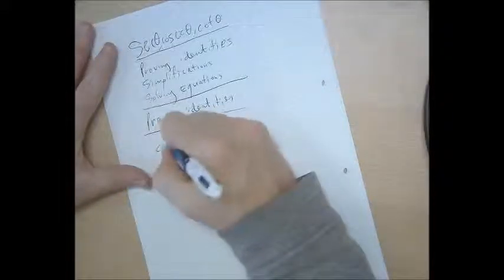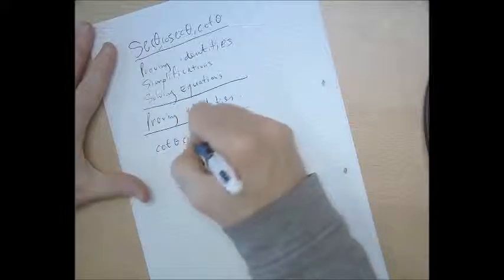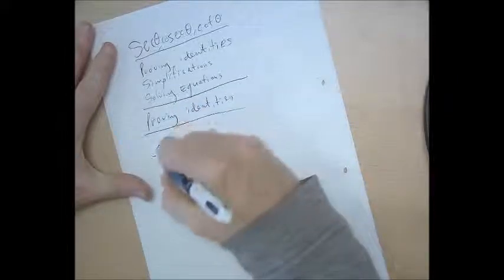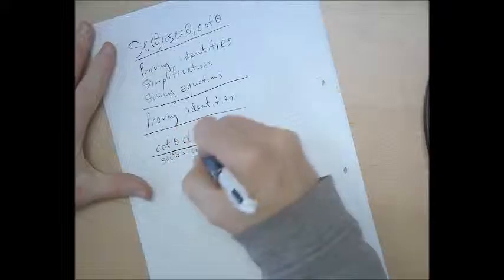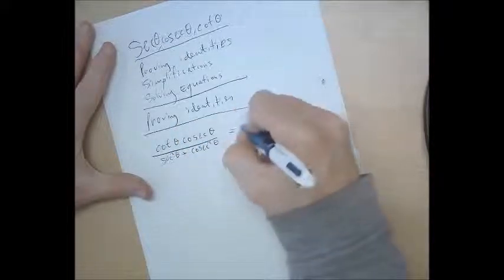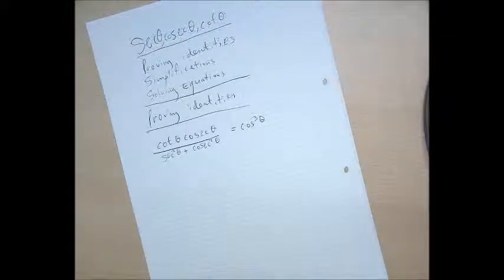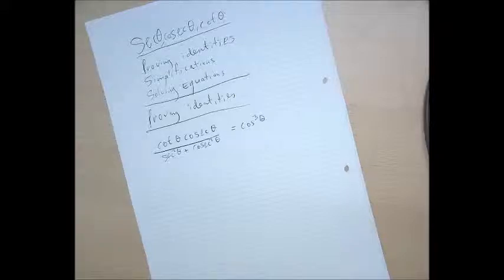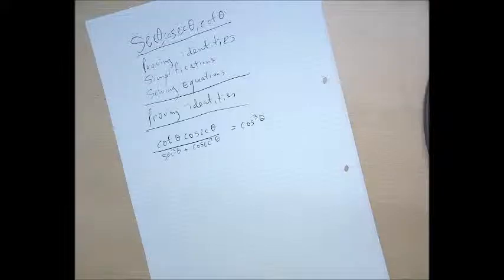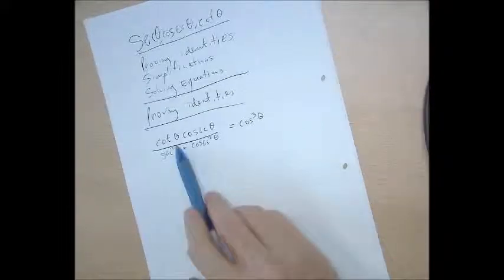Okay, so an example would be this fella, cot theta cosec theta over sec squared theta plus cosec squared theta equals cos 3 theta. Okay, and whenever you prove an identity, you have to obey certain rules of setting it out. Now, the reason why these rules apply is because this is not an equation that you're trying to solve. You're trying to prove that this is the case. So you're saying no matter what theta is, this is equal to that.